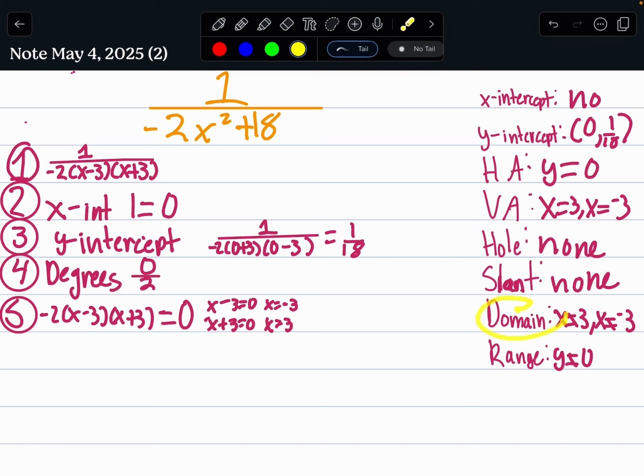Now, the domain is all possible x inputs. And since we know from our vertical asymptotes that we can never touch x equals 3, x equals -3, our domain is going to be x cannot equal 3, x cannot equal -3. Similarly, the range is all possible y outputs, and since we know from our horizontal asymptote that our graph can never touch y equals 0, our range is going to be y cannot equal 0.